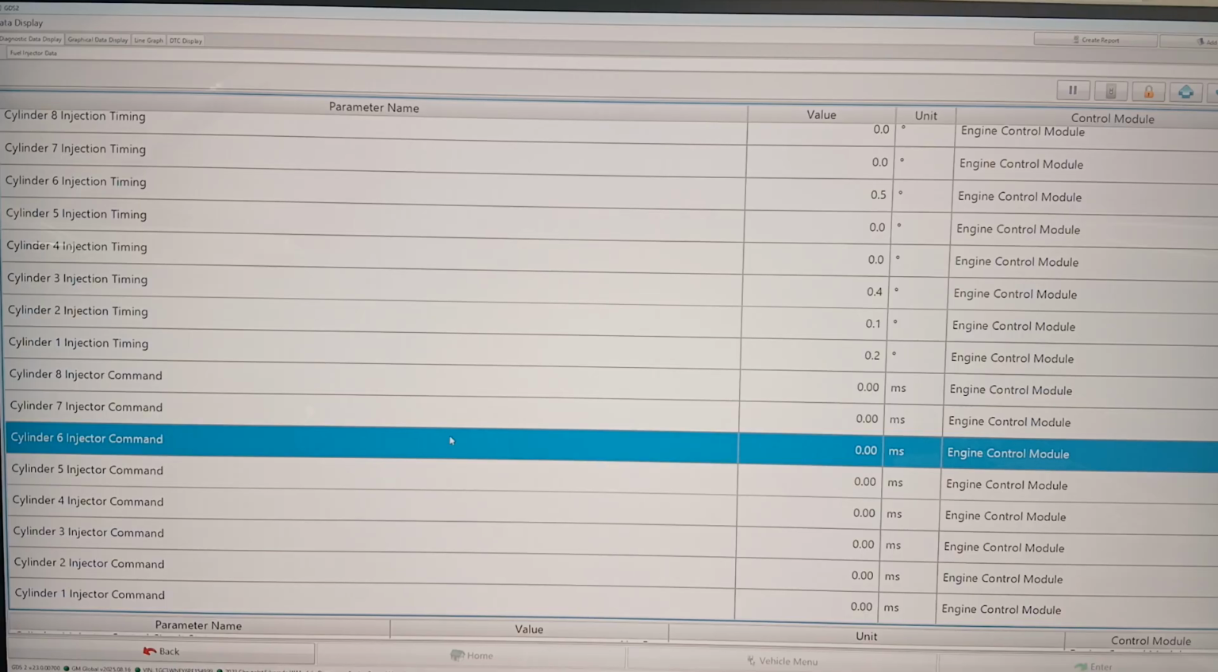I've cleared DTCs, tried driving it, still misfires. My numbers on my injector still don't look good. What did I miss? Well, maybe you didn't miss anything. There's resets on diesels that you have to do. So let's take a look at those now.